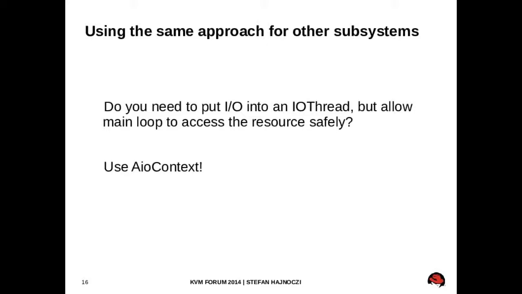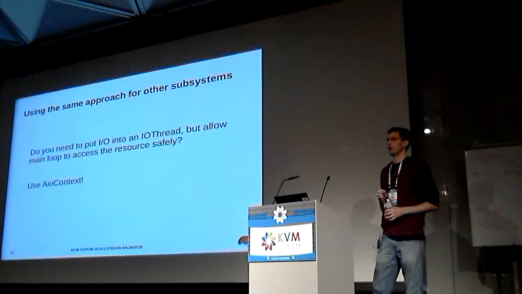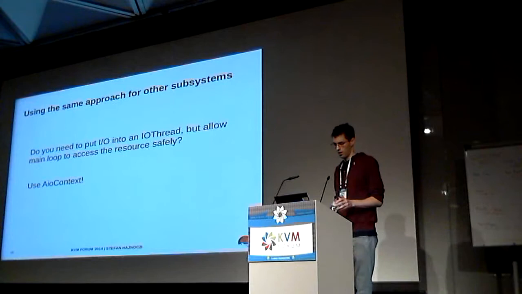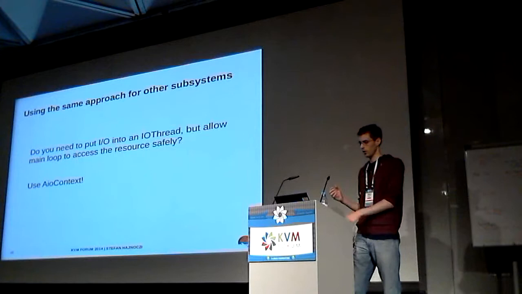If anyone is working on virtio-net dataplane, I think all these approaches that I've mentioned could be used for the net layer as well, the net subsystem. And I think a lot of other devices. So you can use AIO context. It now has this acquire and release. That's really what I'm trying to advertise.